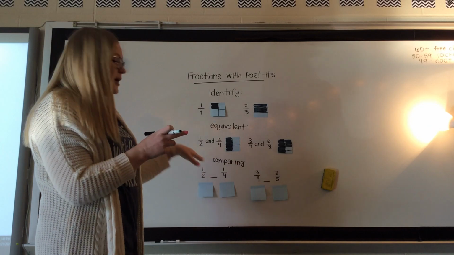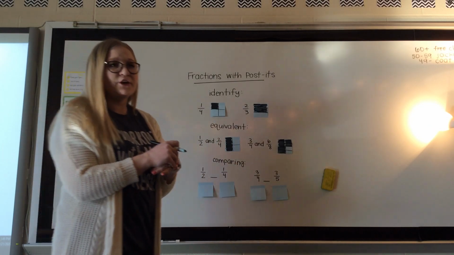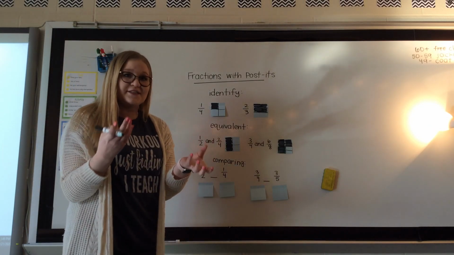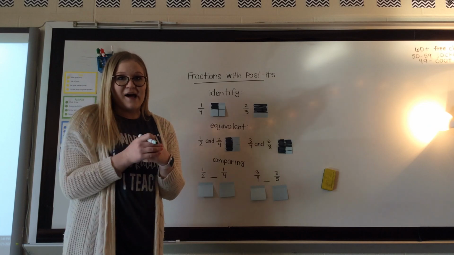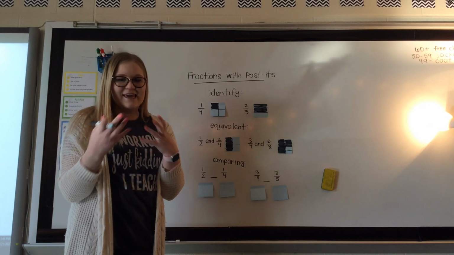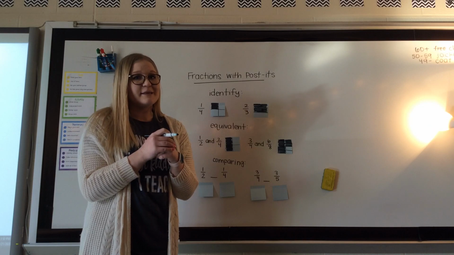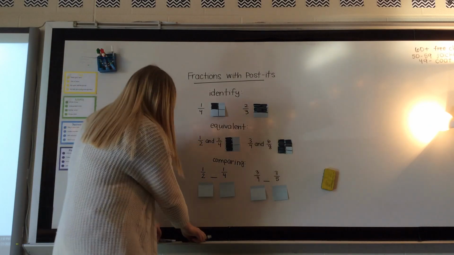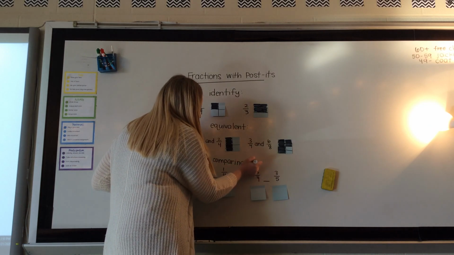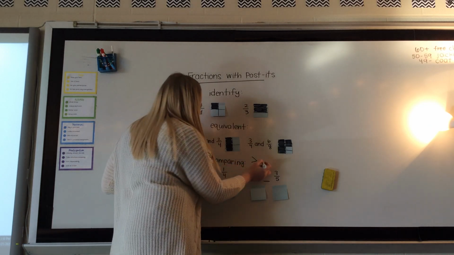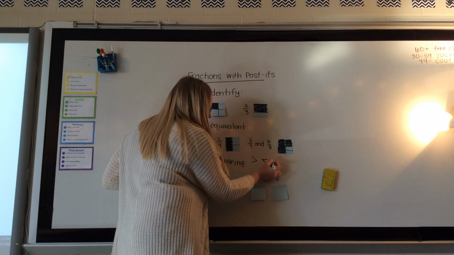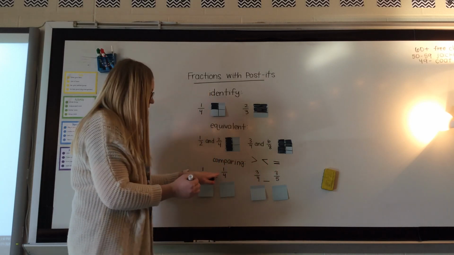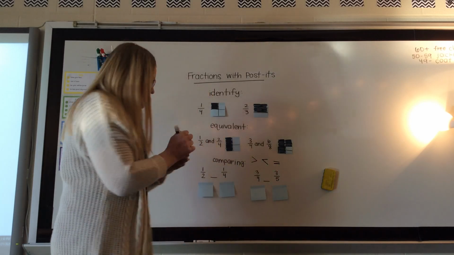Now we can move into comparing. For instance, you could give your kiddo 2 fractions and see which one's greater than, equal to, or less than the other, using those symbols. We used to call them alligator symbols sometimes. These are the symbols you can use: your greater than symbol, your less than symbol, or your equal to symbol that you can put in between 2 fractions there.